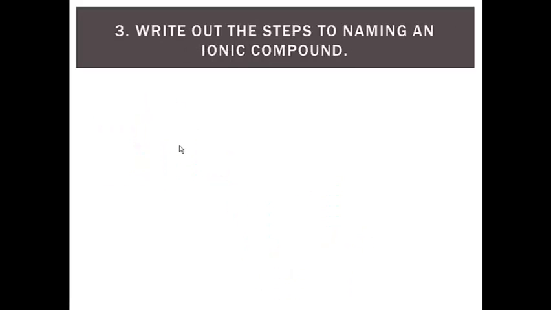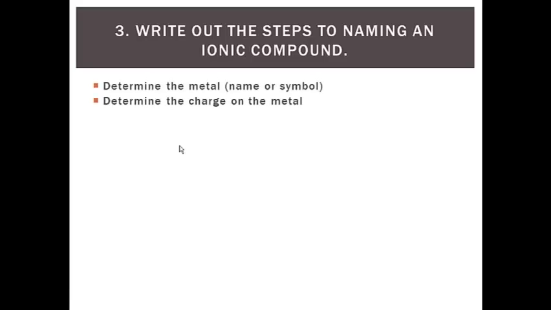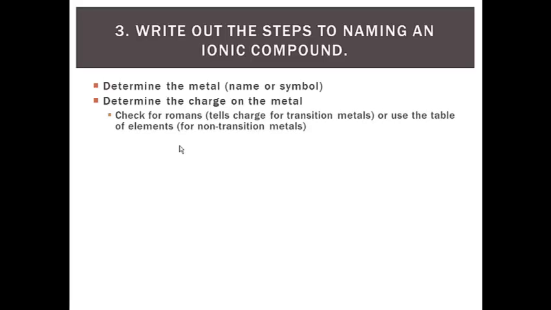So here's a general procedure for naming an ionic compound. Again, we got to worry about those 2 pieces, the metal and the nonmetal. Got to worry about the charges, watch out for polyatomic ions, watch out for transition metals, and crisscross the charges. So determine the metal, either the name or the symbol, and determine the charge on the metal. 2 ways to do that. Check for Romans, that would just tell you what the charge is, or use the table of elements for non-transition metals.